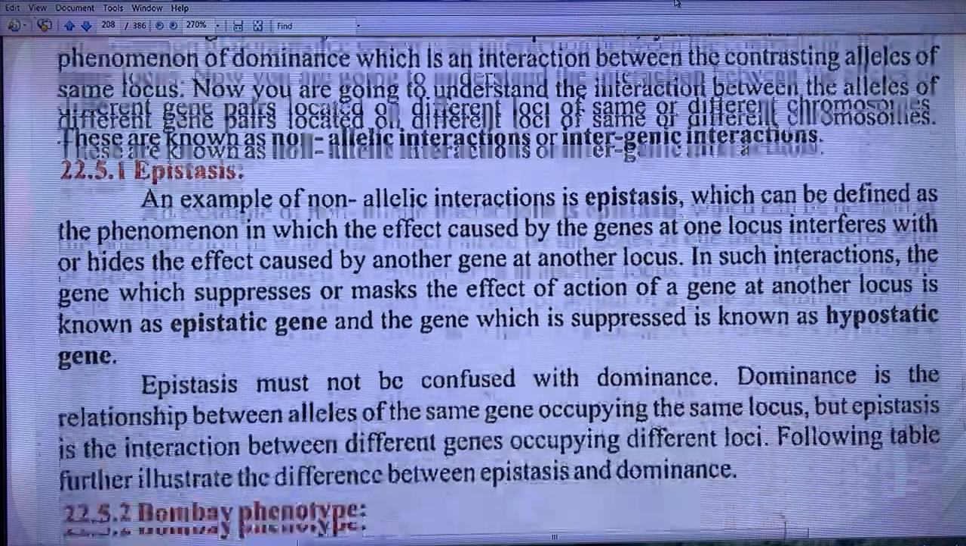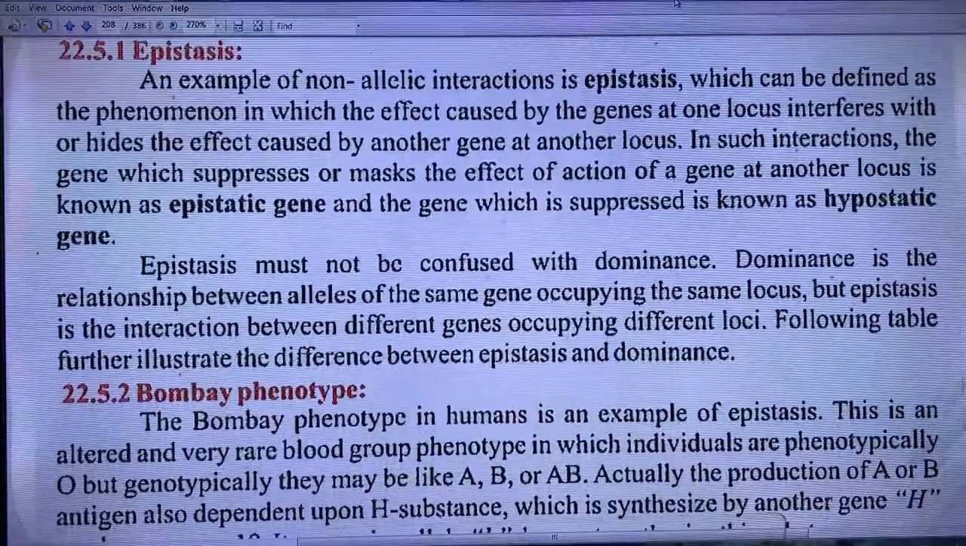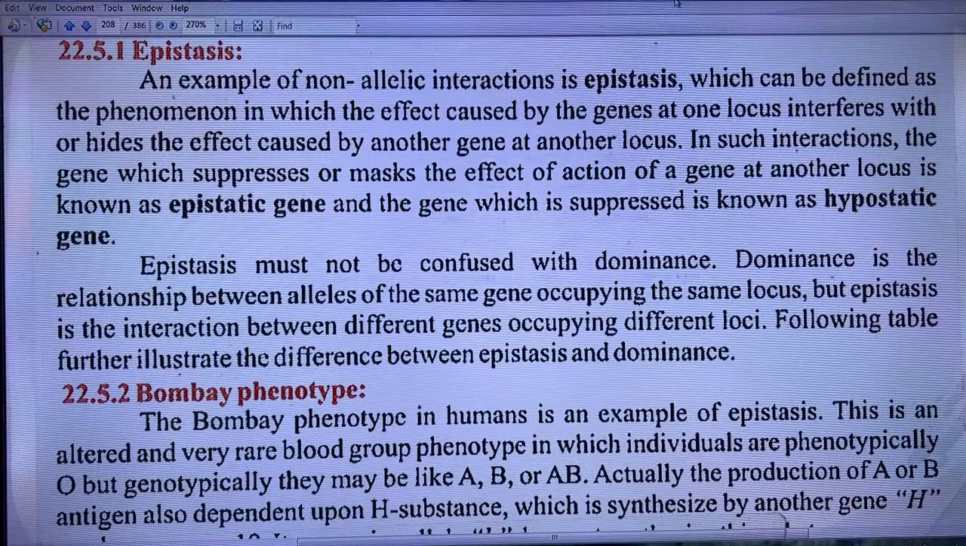Epistasis. An example of non-allelic interaction is epistasis, which can be defined as the phenomenon in which the effect caused by the genes at one locus interferes with or hides the effect caused by other genes at another locus. In such interactions, the gene which suppresses or masks the effect of a gene at another locus is known as the epistatic gene, and the gene which is suppressed is known as the hypostatic gene.